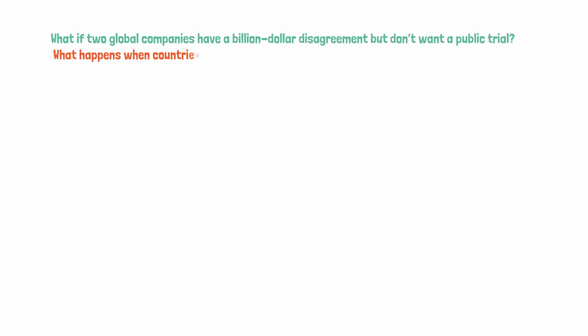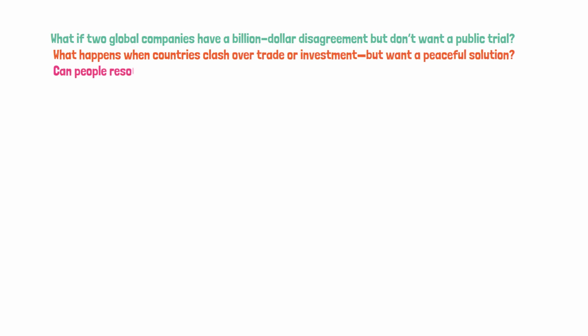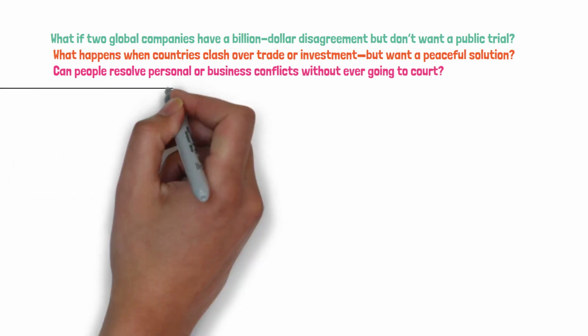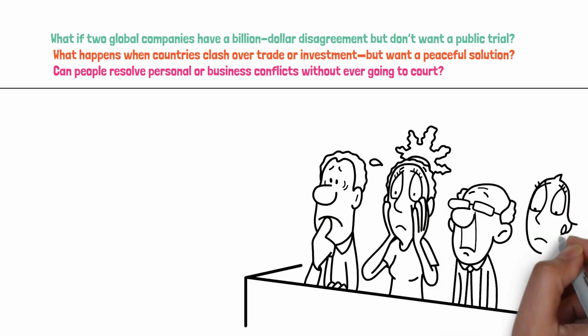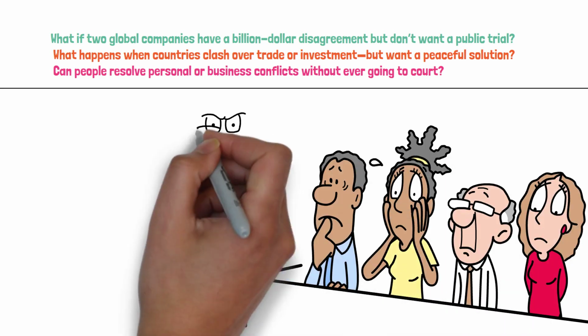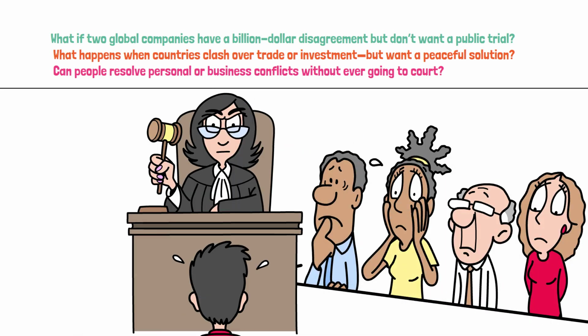What if two global companies have a billion-dollar disagreement but don't want a public trial? What happens when countries clash over trade or investment but want a peaceful solution? Can people resolve personal or business conflicts without ever going to court? The answer lies in dispute resolution and arbitration, a legal path that avoids the courtroom and focuses on efficiency, privacy, and fairness.